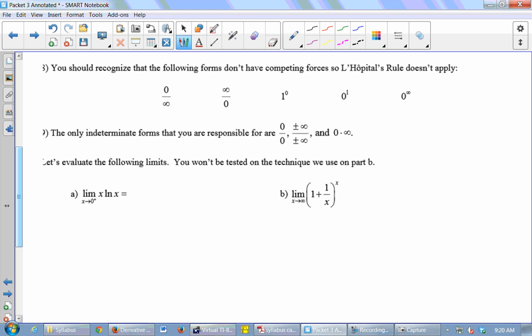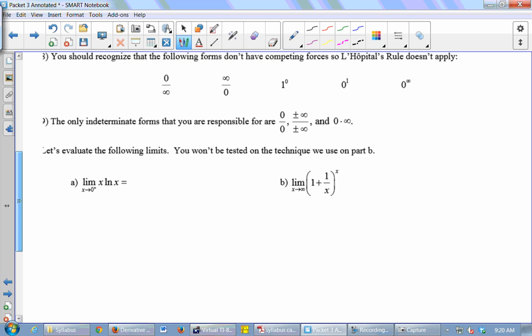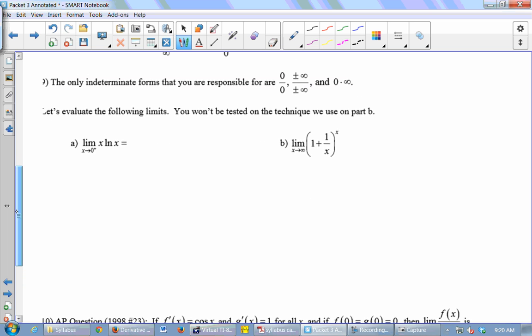So for 0 times infinity, we just have to try to rewrite it so that we can make it look like 0 over 0 or infinity over infinity. So let's look at part A here. x ln x, limit as x goes to 0 from the right.